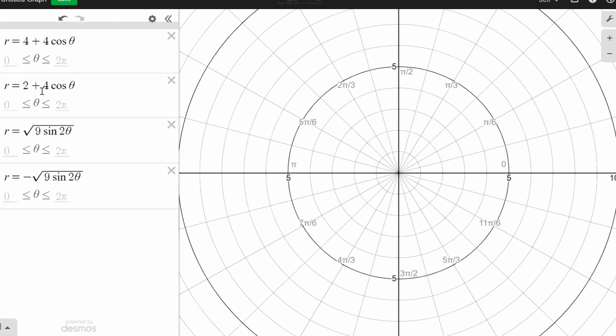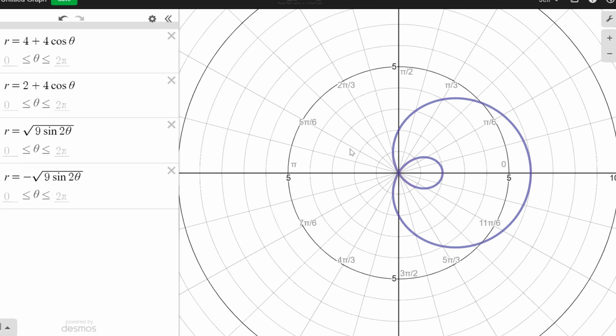It's 2 plus 4 cosine theta. That one looks pretty similar, except it's got this little curl in the middle. This has a different name. What's different about this equation is the 2 and the 4 are different, whereas in the cardioid, the 4 and the 4 were the same. If you take 2 plus 4, that's the distance from the center, or where that swirl happens, out to the outside. That would be 6.